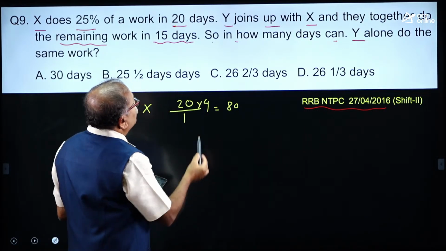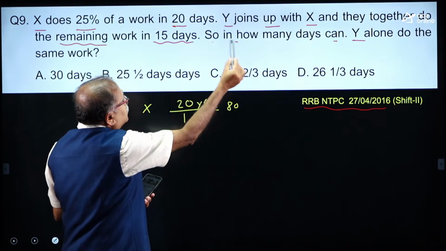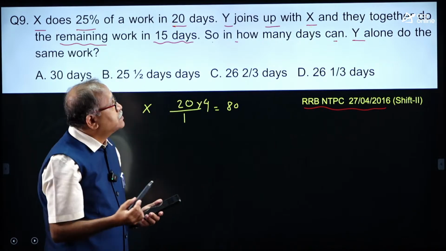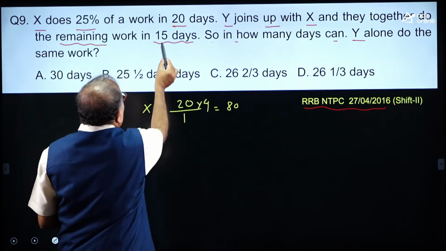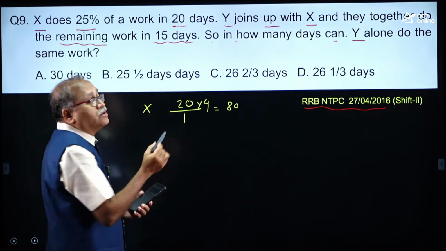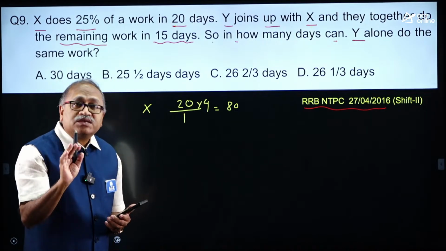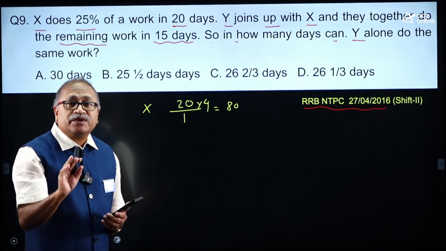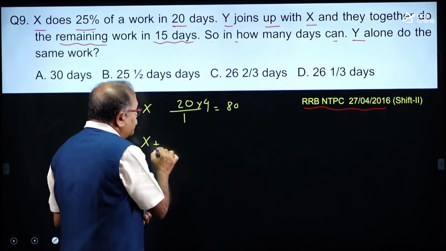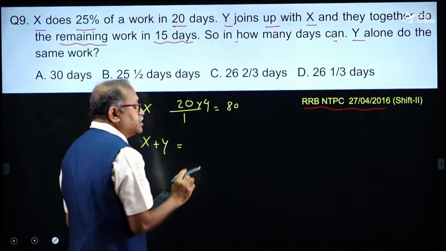Now, Y joins X after 20 days, and the remaining work is completed in how many days? 15 days. What is the remaining work when 25% of the work is completed? 75% of the work is left, that is 3 by 4. So, for X plus Y, you are not supposed to write X plus Y, you only write the calculation.